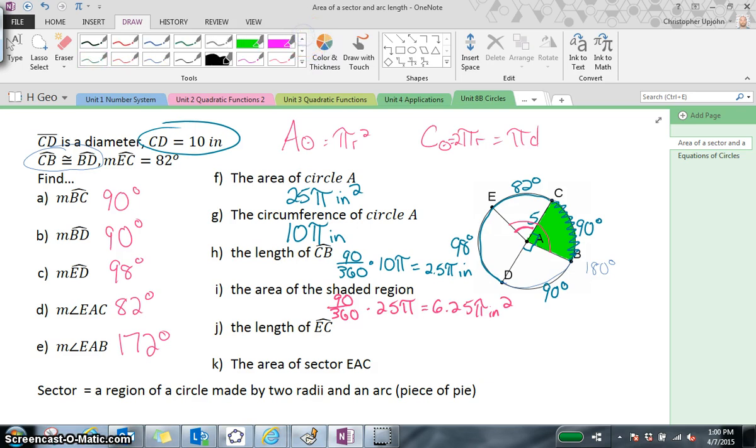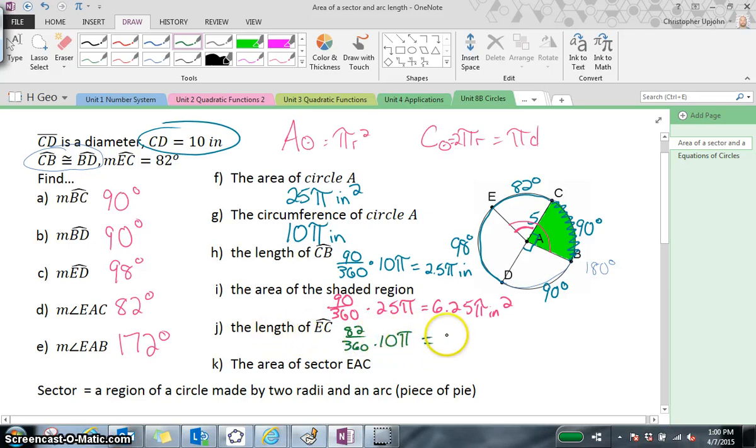EC is going to be the same exact thing, except now we're dealing with arc EC, so it's 82 over 360 times its length, so we're dealing with circumference again. When we multiply that out, we end up with 2.28 pi inches. It's rounded, not exact like the other answers. Area of the sector, same thing, 82 over 360 times, now area, so 25 pi, that's about 5.69 pi inches squared.